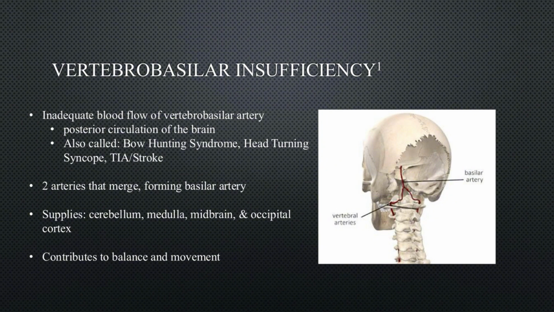Right here you see the vertebral artery, this side is the vertebral artery. It forms together to make the vertebrobasilar artery. So it supplies blood to the cerebellum, the medulla, midbrain, and the occipital cortex. It also contributes to balance and movement, and it just puts patients at an increased chance of stroke. This condition is caused by narrowing or damage of the arteries.